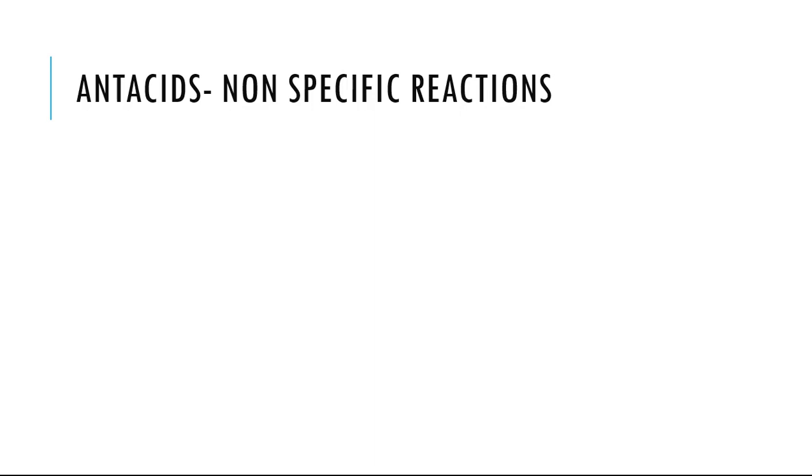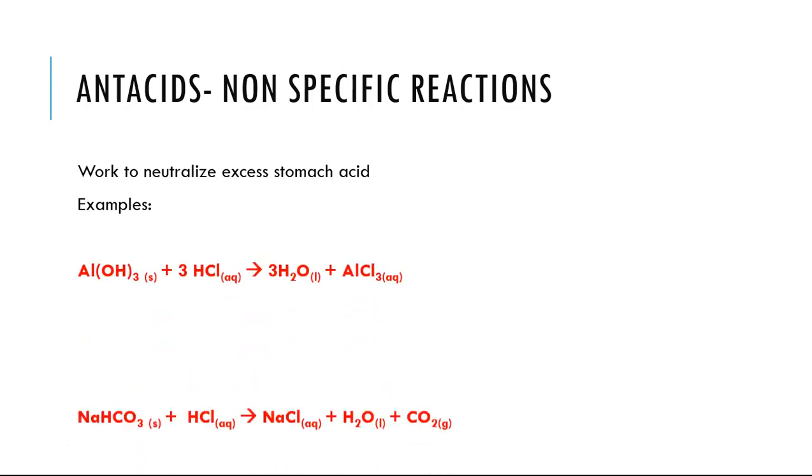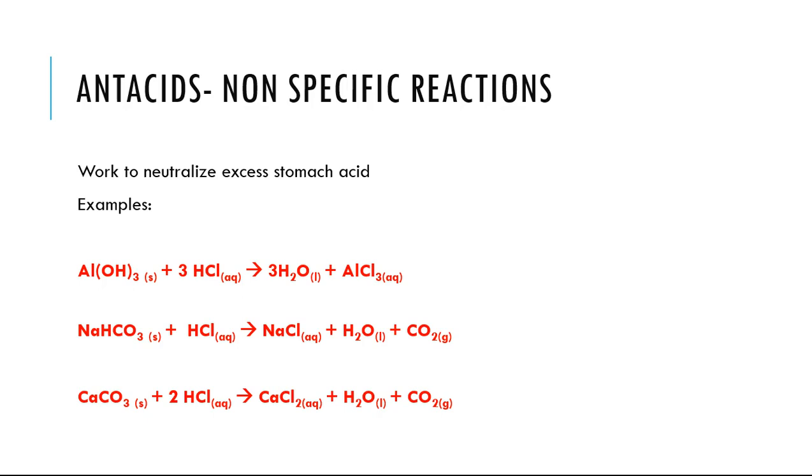Okay, so antacids are non-specific reactions, and they just work to neutralize excess stomach acid. So I'm going to give a few examples. You'll see hydroxides, you'll see hydrogen carbonates or bicarbonates, and you'll see carbonates. All of those are antacids. So aluminum hydroxide reacting with HCl, which is a major component of stomach acid, produces water and aluminum chloride. Sodium bicarbonate reacts with HCl to produce sodium chloride, water, and carbon dioxide, and calcium carbonate reacts with HCl to produce calcium chloride, water, and CO2.